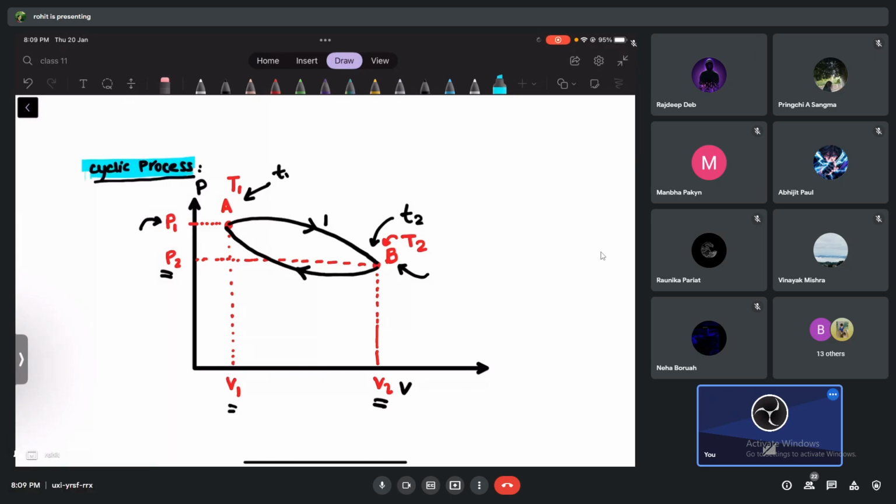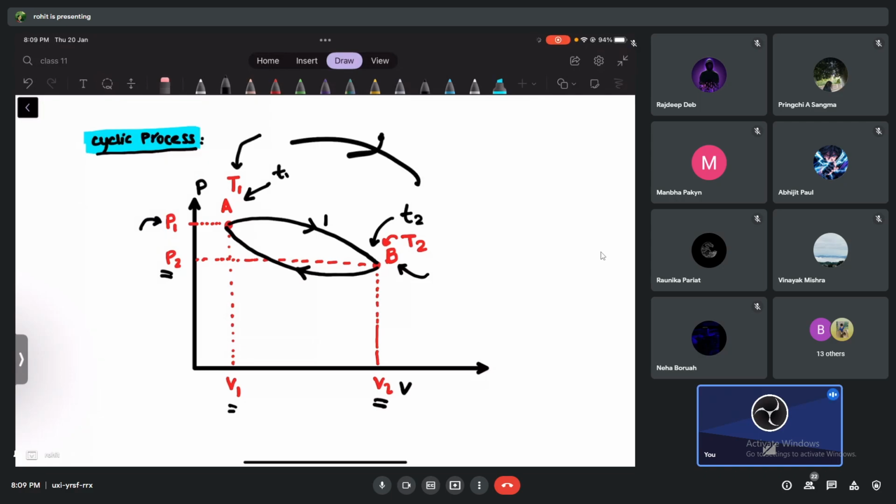Yes, waiting for your response. Don't be lazy. Cyclic process. Cyclic process means simply a gas will start from a certain state, certain pressure, certain volume, certain temperature. It will undergo a change, but it will go back to the initial pressure and temperature. So you get back to the initial state of the gas. So this process that I'm talking about right now, we call it a cyclic process.